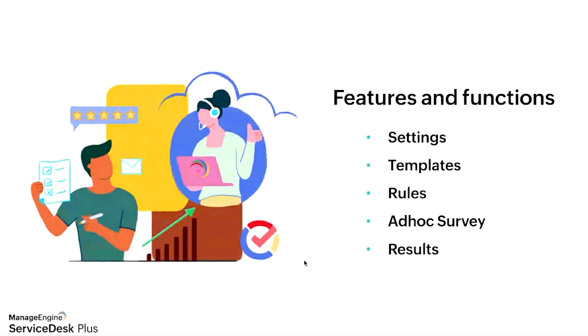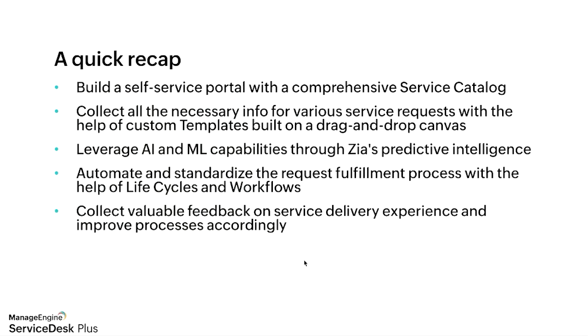So we just saw how you can create a survey out of a template, set a rule to trigger the survey, and also verify the results of the survey. Let's have a quick recap. We just learned how you can build a self-service portal with a comprehensive service catalog, collect all necessary information using service request templates, and we also learned how you can leverage AI and ML capabilities through Zia's predictive intelligence, automate and standardize the request fulfillment process using workflows and life cycles, and finally collect valuable feedback on service delivery experience and improve processes accordingly.